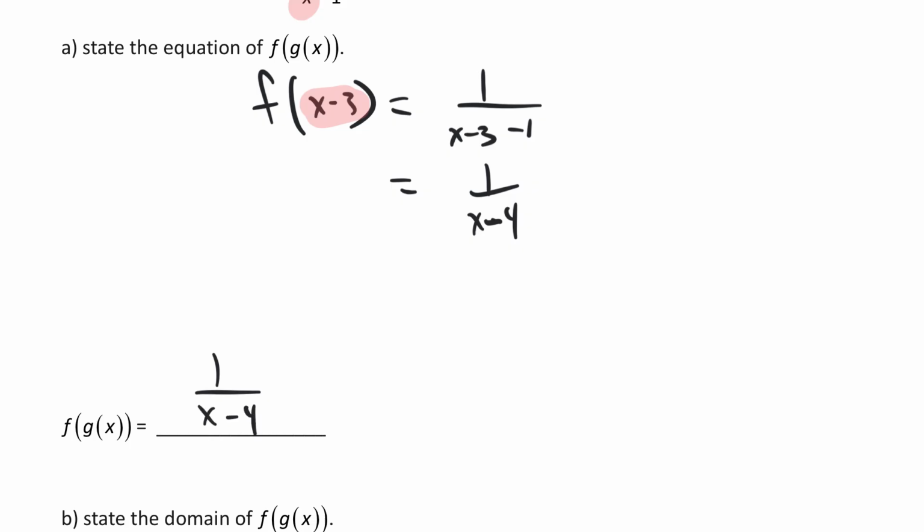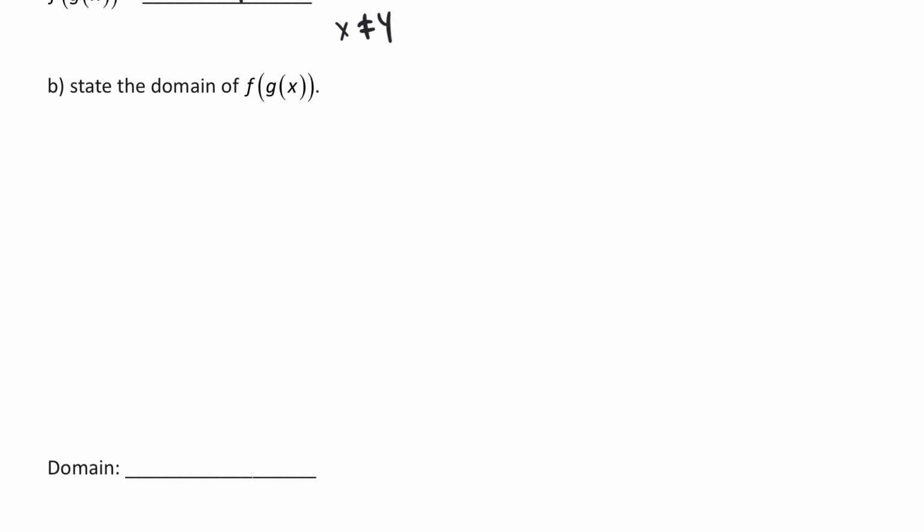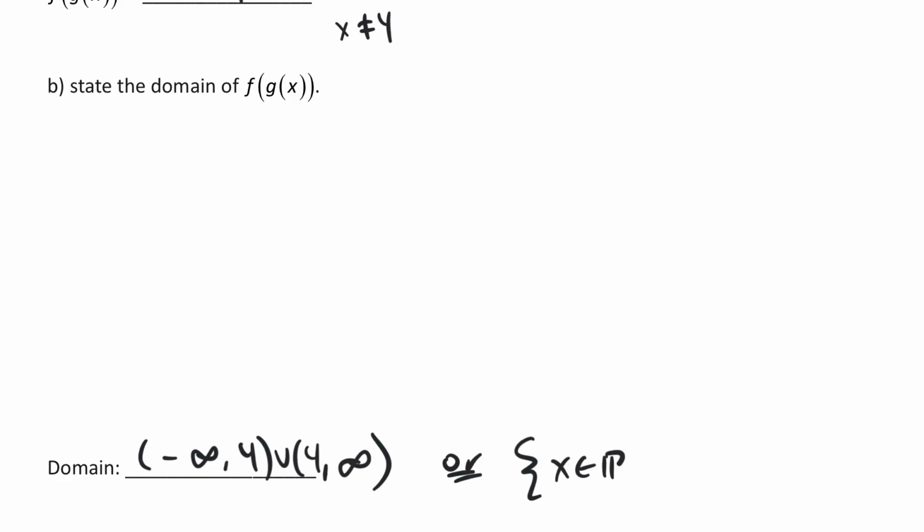Now we also have to state the domain of this function. Well, the domain is going to be all the values that are good to go in our new equation. We can see that x cannot equal 4, but everything else would be good. So I'm going to write it in interval notation. We've got another little blank down here for our answer. So we could put minus infinity to 4, union 4 to infinity. If you're writing it in set builder notation, you could write it as x in R such that x cannot be 4.